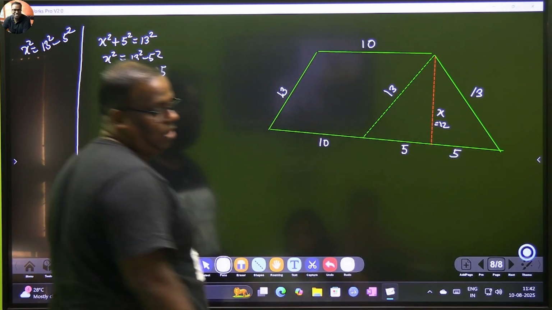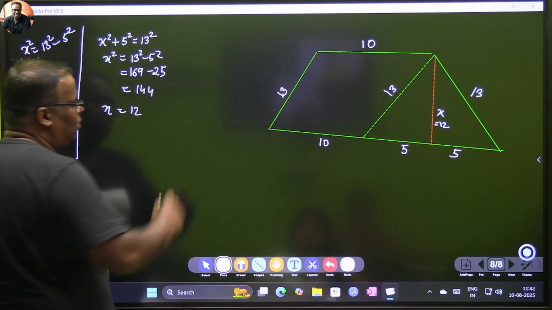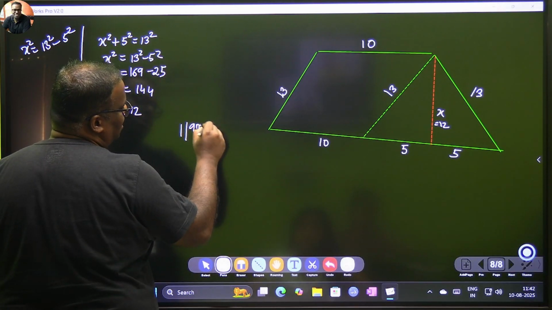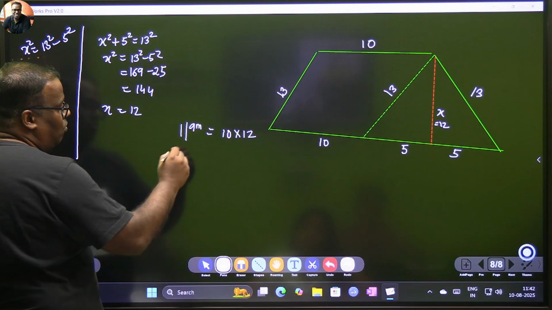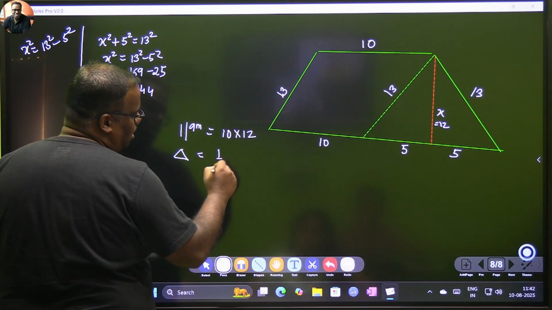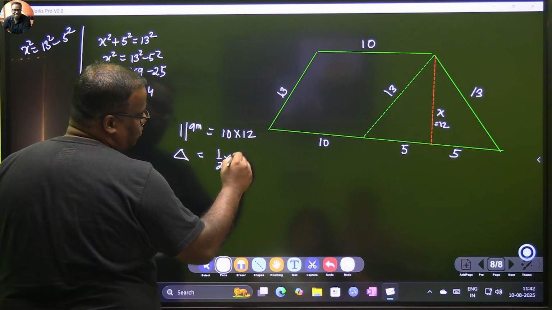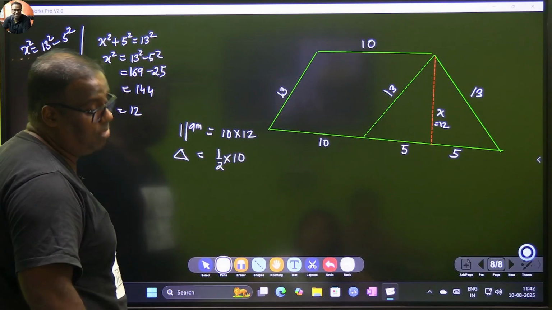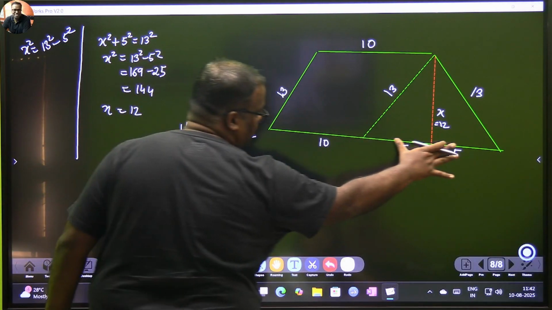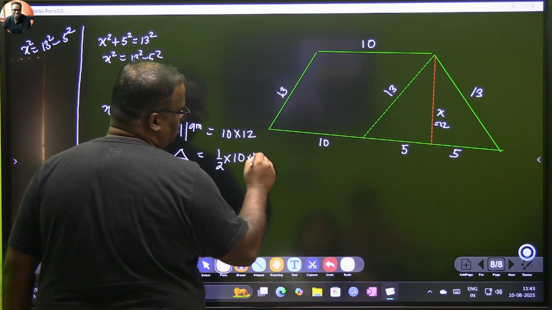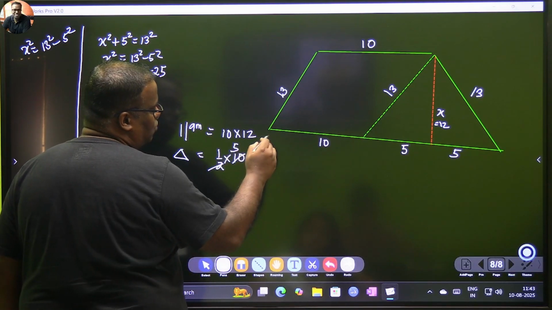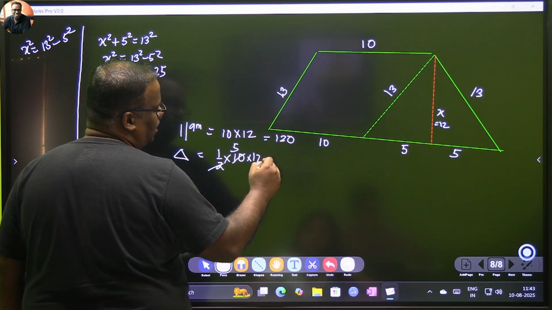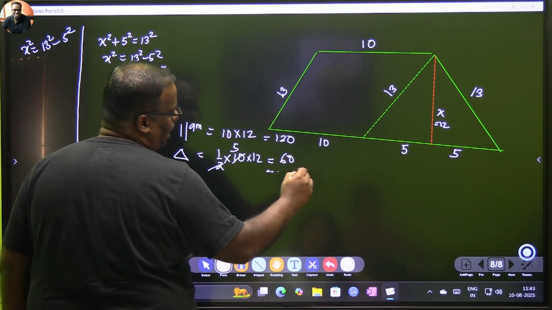Now look at the parallelogram. What is the area of the parallelogram? The parallelogram's area will be the base multiplied by the height. Agreed? What is the area of the triangle? Half into base, which is 10. The base is not 5. The base is 10, into the altitude, this. Agreed? So 2 we can take out as 5. So this one comes how much? 120. This is 60. Add both.